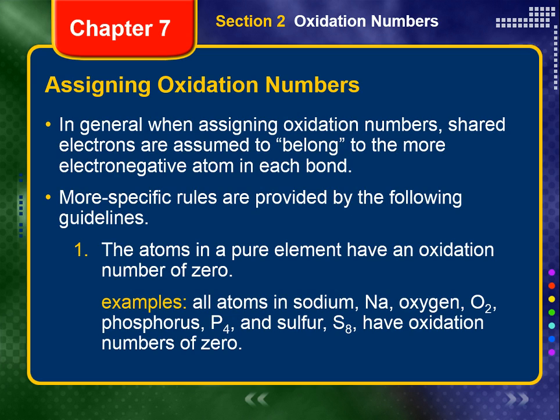Assigning oxidation numbers. As a general rule in assigning oxidation numbers, shared electrons are assumed to belong to the more electronegative atom in each bond. More specific rules for determining oxidation numbers are provided by the following guidelines. Number 1. The atoms in a pure element have an oxidation number of 0. For example, the atoms in pure sodium, Na, or oxygen, O2, or phosphorus, P4, or sulfur, S8, all have oxidation numbers of 0.